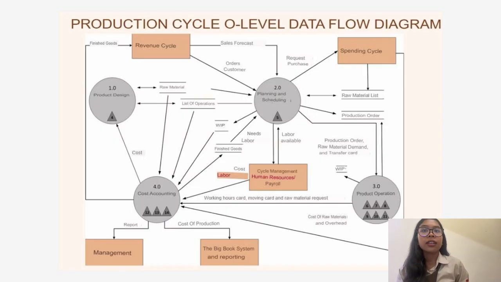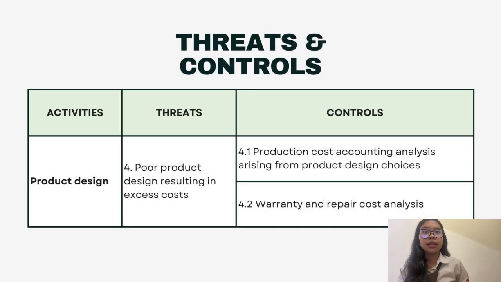So the first step is production design, which includes a list of raw materials and a list of operations to produce finished products. This step has threats and controls. The threat is poor production design resulting in increased costs, and the controls are production cost accounting analysis arising from product design choice, and warranty and repair cost analysis.